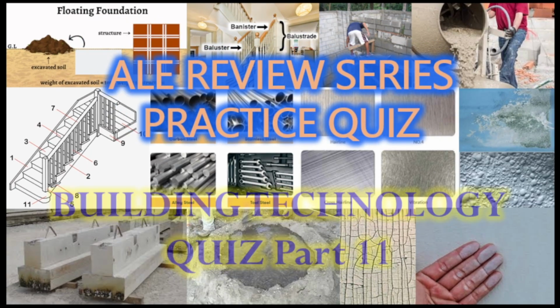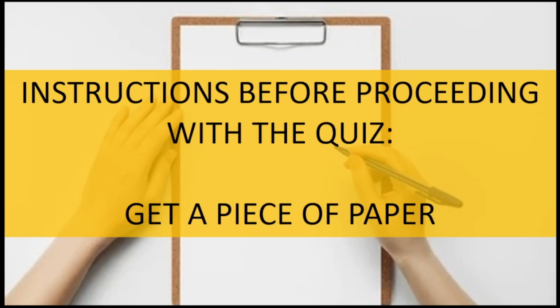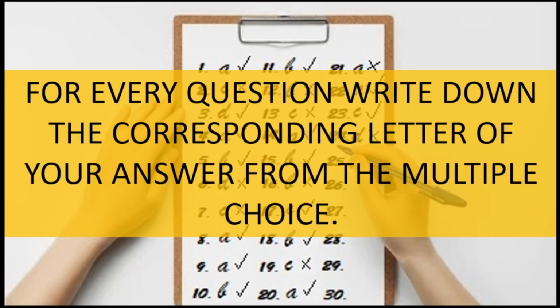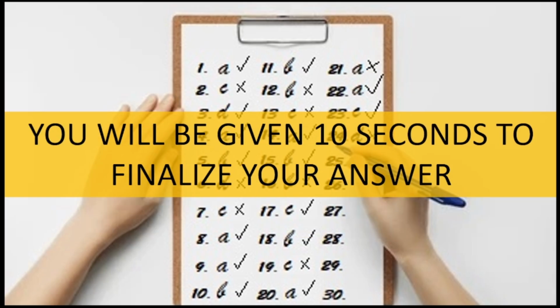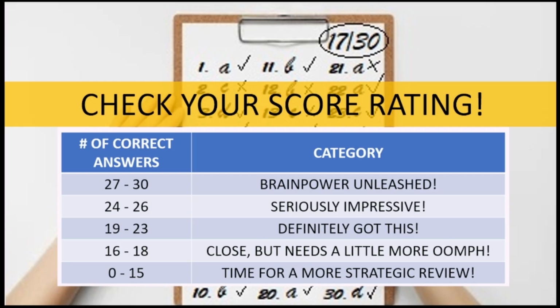Welcome back to our Architecture Review Series Practice Quiz, and this is now part 11 of our Building Technology Quiz. So instructions before proceeding with the quiz, it is best to get a piece of paper muna, cut lengthwise, and then write down numbers 1 to 30 so that when you are ready, you can now start with the quiz, and for every question, write down the corresponding letter of your best choice or answer from the multiple choice. And you will be given 10 seconds to finalize your answer. At the end of the quiz, count the total number of your correct answers and check your score rating. So if you are now ready, good luck.